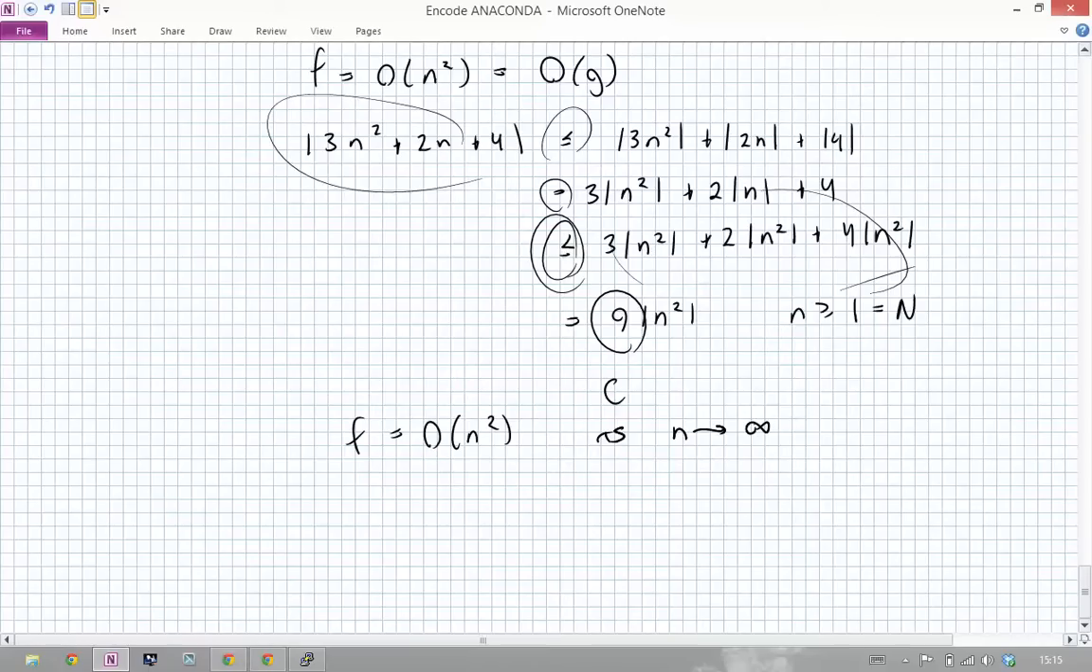In computer science, this is largely used to compare growth rates. Yes, Jamie? Is C also in the natural numbers? C is any real number positive. Okay. Any real number positive. Often we'll say R plus to indicate positive real numbers. This is used to compare algorithms.